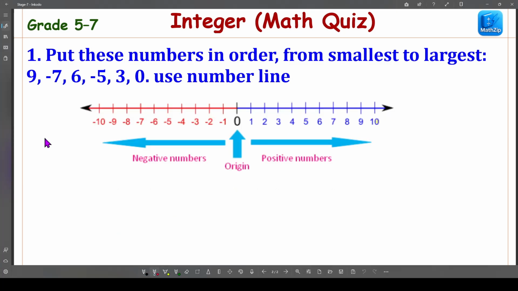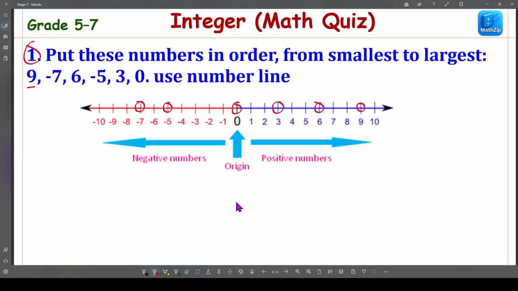So this is our first question and this is a number line. So first we have to put each number. This is 9. Look, this is a positive number and it should be on the right side. This is 9. Then -7. Here is -7. Then 6. Here is positive 6. Then -5. This is -5. Then 3 and then 0.